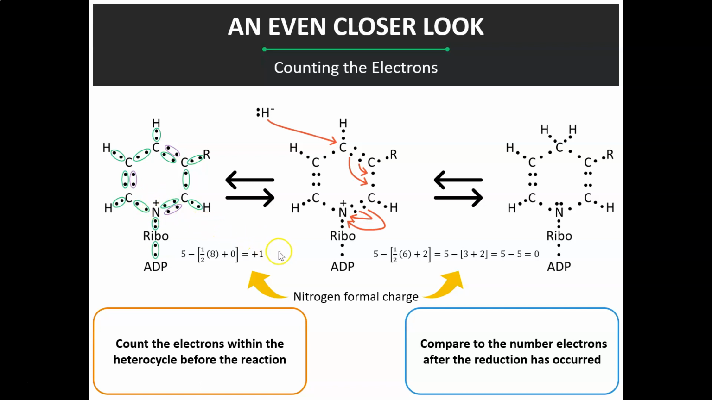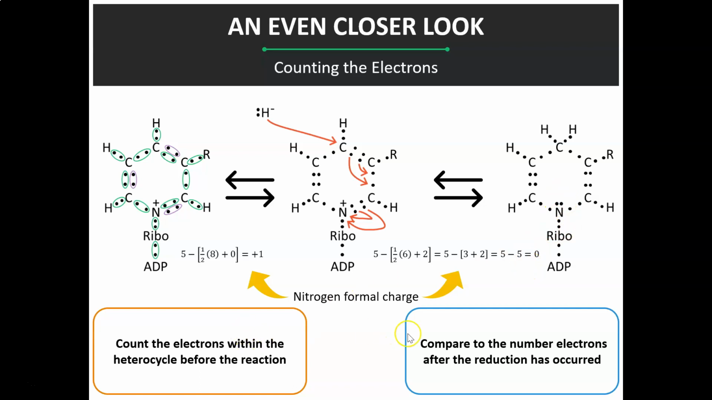After the reduction to NADH, the nitrogen has 6 bonded electrons and 2 lone electrons bound to it. This changes the formula to 5 minus 1/2 of 6, the number of bonded electrons, plus the additional 2 electrons that are a lone pair on the nitrogen. This of course simplifies to 5 minus 3 minus 2, or 5 minus 5, and that of course equals 0. This means that the charge is now 0 or neutral.